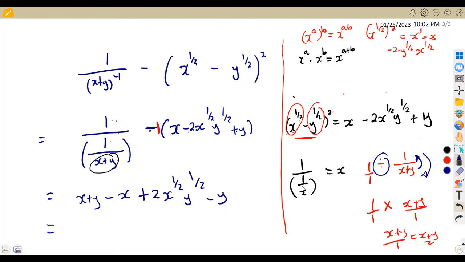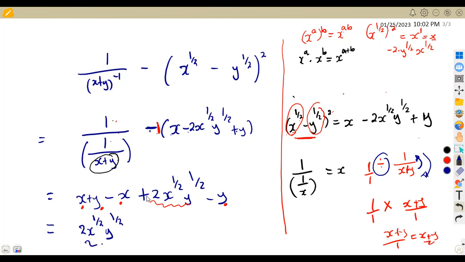So do we have any like terms? Yes, we can collect like terms, that x minus x, which is a 0, same like 1 minus 1, that's a 0. Okay, you move on to y, that's y minus y, which is a 0. So which means we are remaining with this middle term, which is 2x to the exponent of a half, y to the exponent of half. The other terms, they canceled each other. So that's what you're going to have at the end.